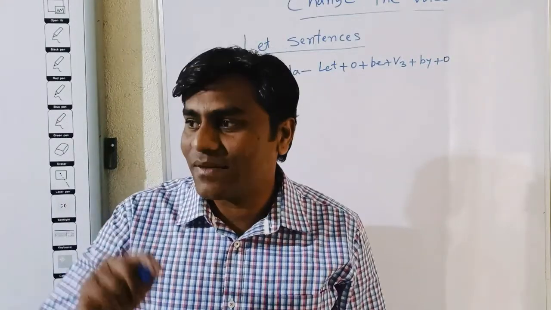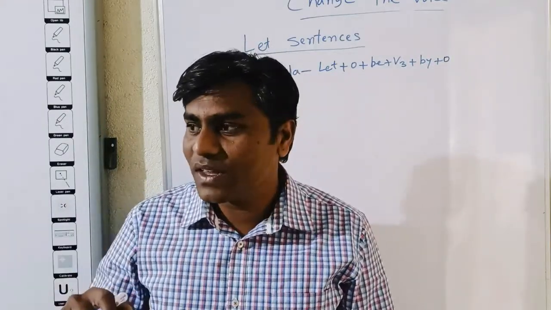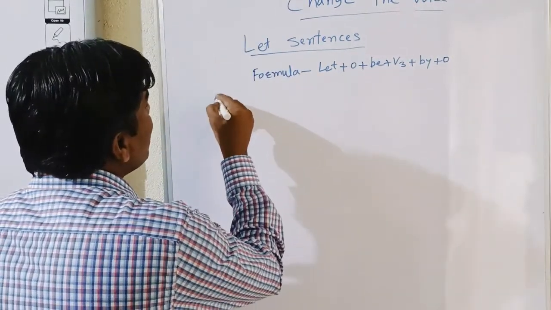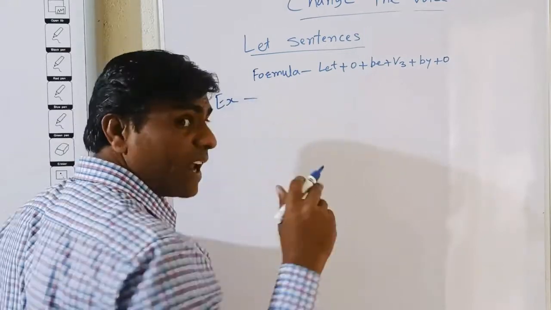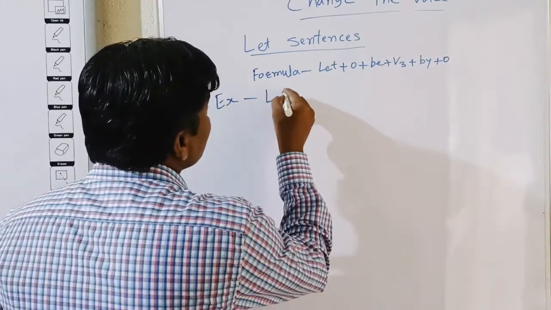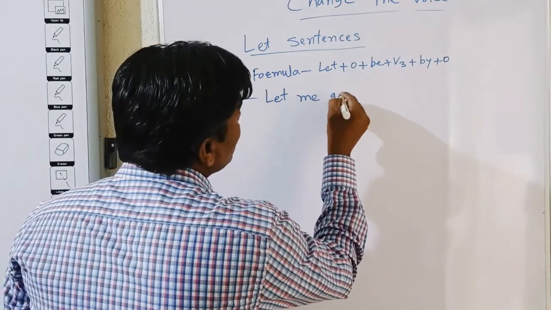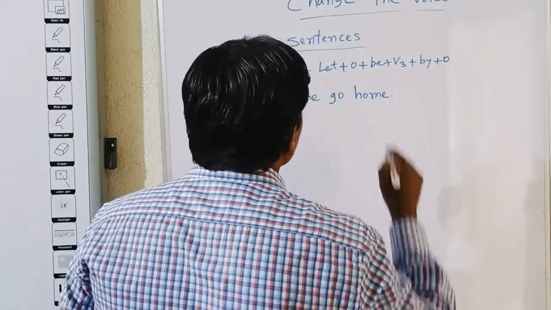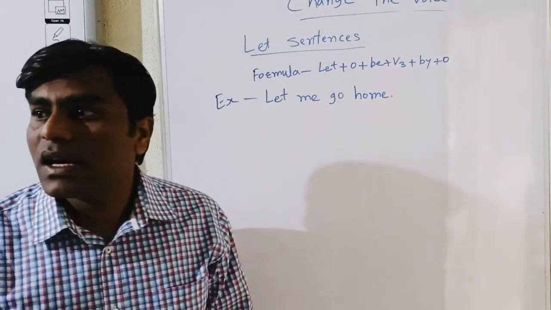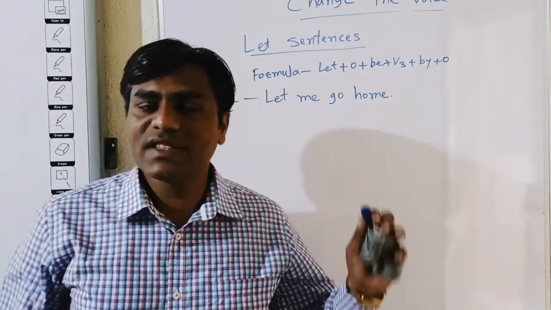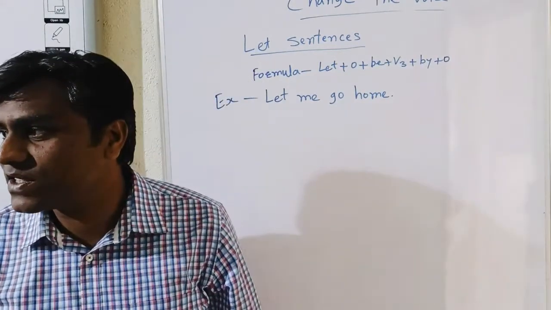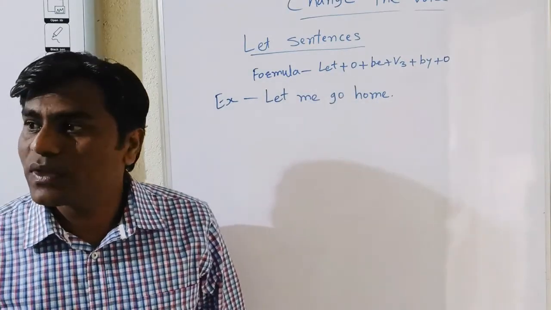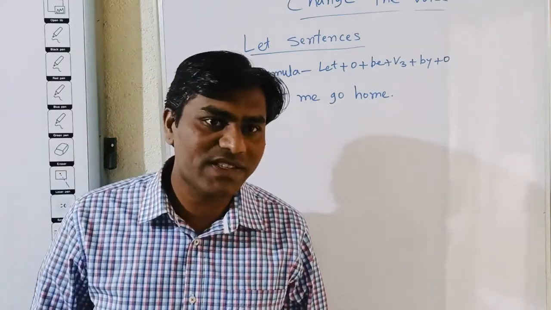Suppose there is I in the sentence, we have to write me. The example is here. It is good to write the example on the board. Write please the example. Ganesh. Let me go home. Okay. Now see here. Let me go home. This is the example of let sentences. Through the formula, we have to transform this sentence into the passive voice.